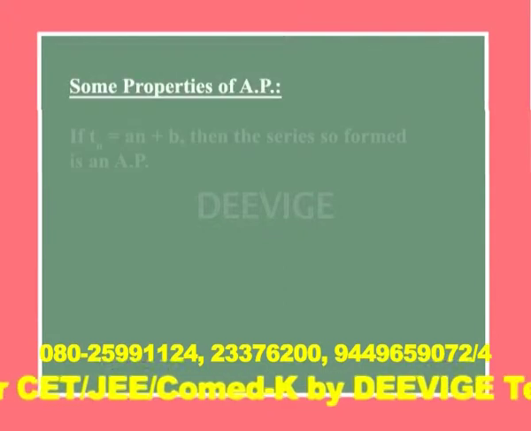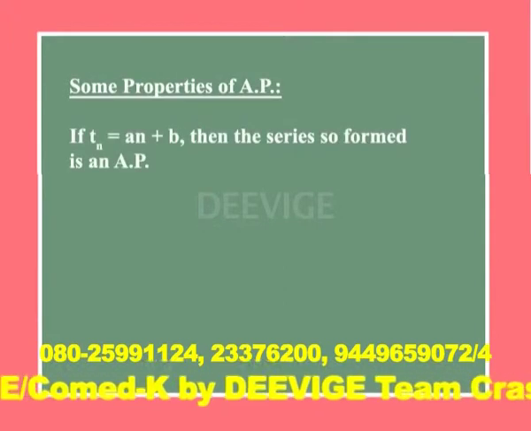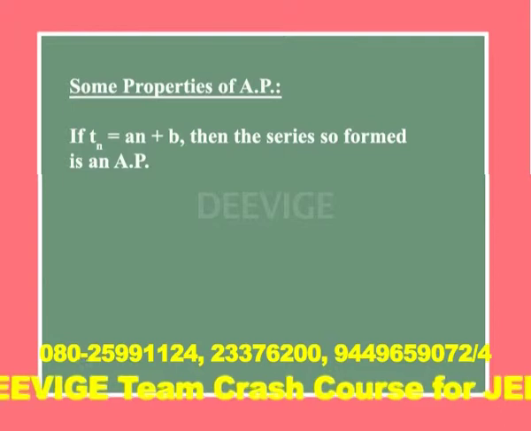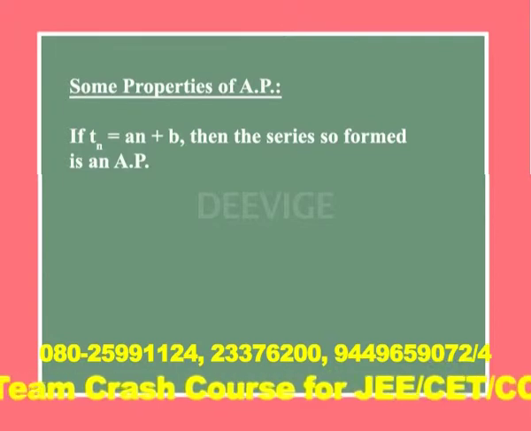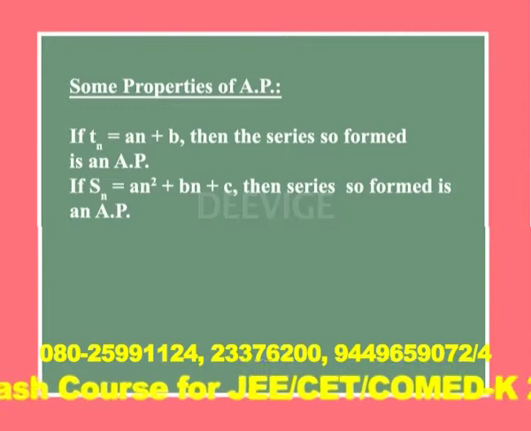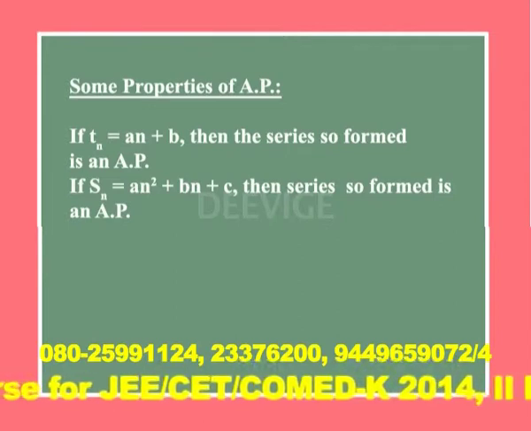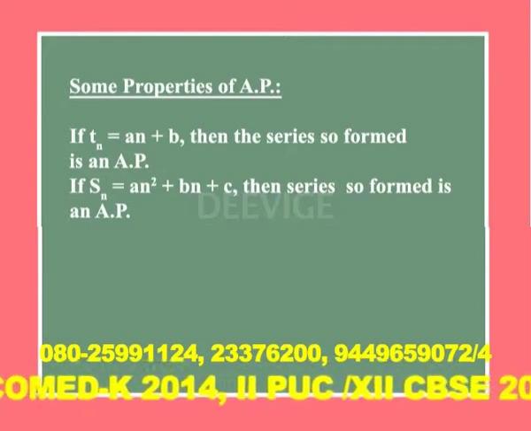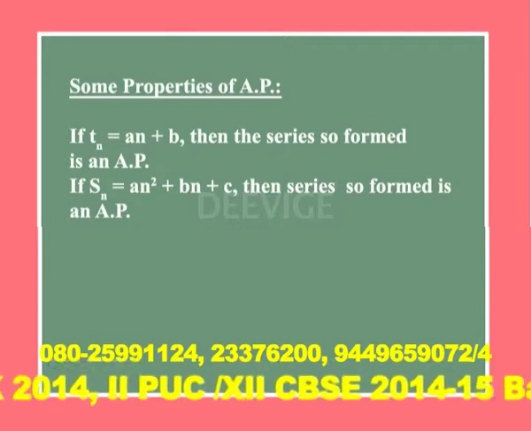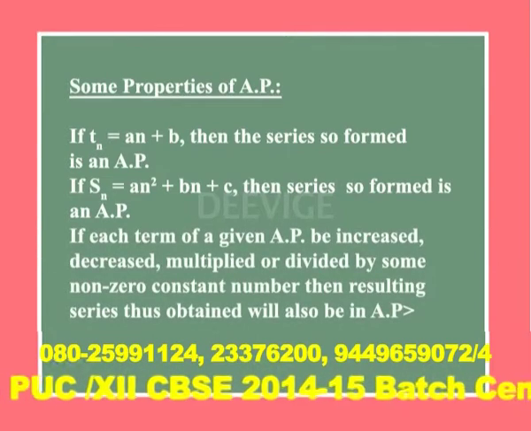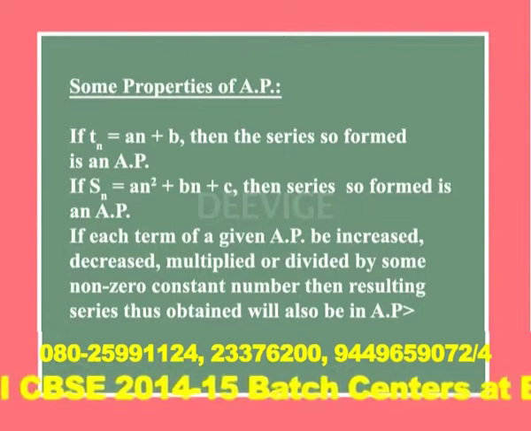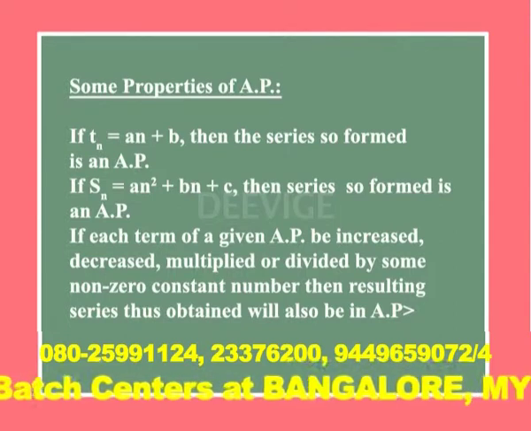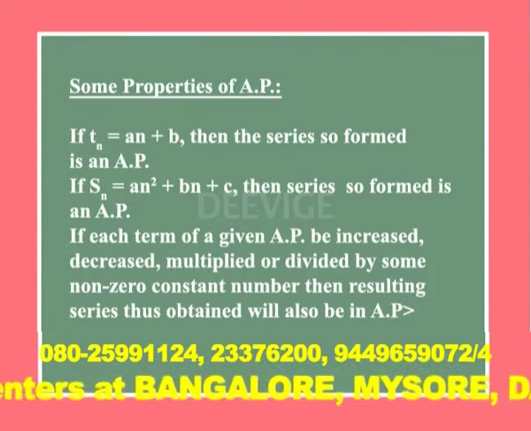Some properties of AP. If Tn is equal to an plus b, then the series so formed is an AP. If Sn is equal to a n square plus b n plus c, then the series so formed is also an AP. If each term of a given AP is increased, decreased, multiplied or divided by some non-zero constant number, then the resulting series thus obtained will also be in AP.